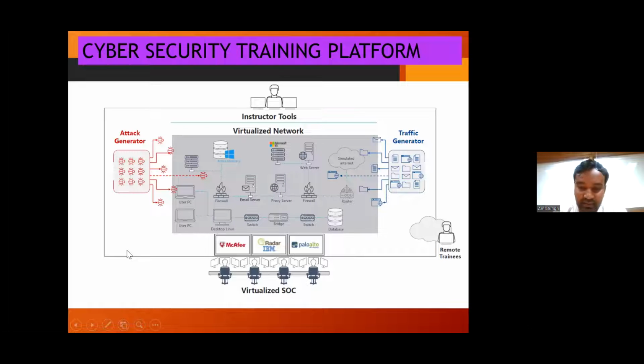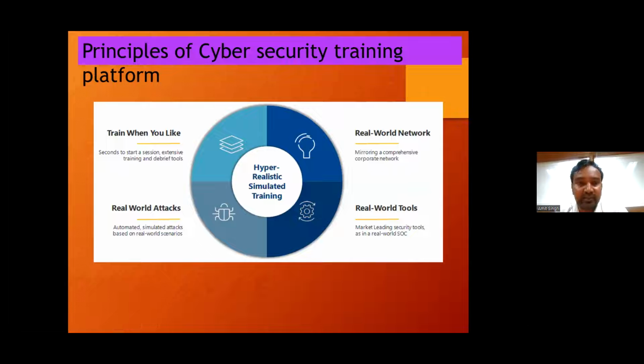Okay. So let's go back. This platform, you can train when you like. You can start a session for 1 hour, for half an hour, anytime you like. It will have a real world network. As I have shown you the network, it will just have a dummy network, which will make you feel like it is actually an enterprise level network, and you are working on a workstation there.